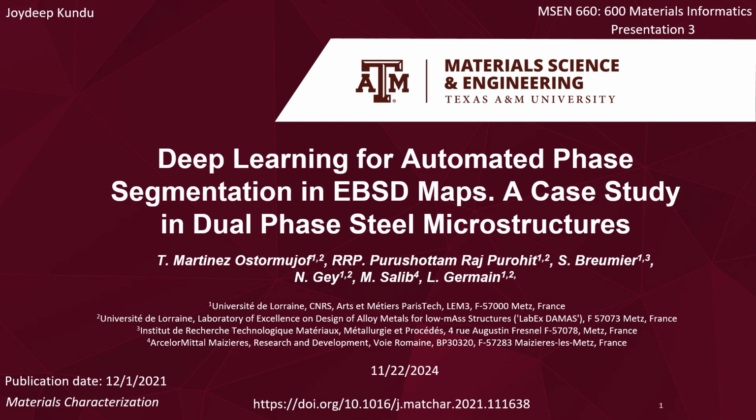Today, I will give a brief presentation on the paper titled Deep Learning for Automated Phase Segmentation in EBSD Maps, a case study in dual-phase steel microstructures. This paper was published in 2021 in the Materials Characterization journal, and to date it has acquired approximately 40 citations. It comes from the University of Lorraine in France, and the experimental collaboration was conducted with ArcelorMittal R&D, where the specific dual-phase steel samples were obtained after post-processing heat treatments for experimentation.